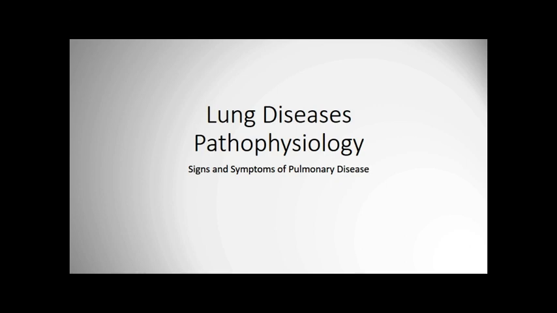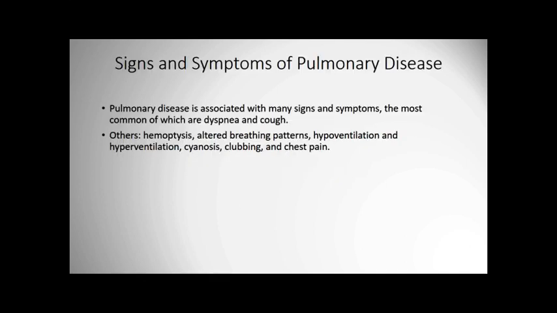But we have to start by looking at some signs and symptoms that normally are associated with some pulmonary diseases. Okay? And we have to have clear that these symptoms also can appear in cardiovascular diseases. For example, cough, chest pain, dyspnea, okay? They can be associated with either cardiovascular or pulmonary diseases, and also sometimes gastric diseases.